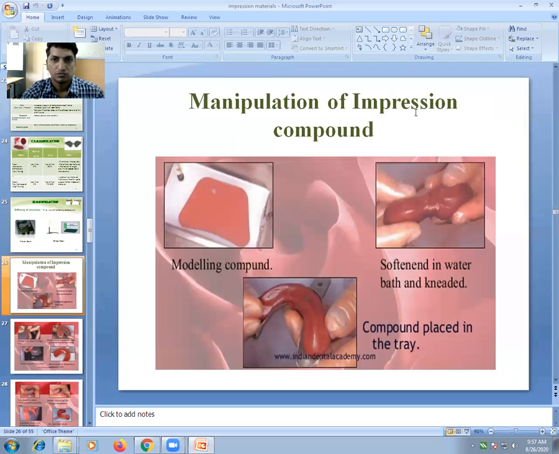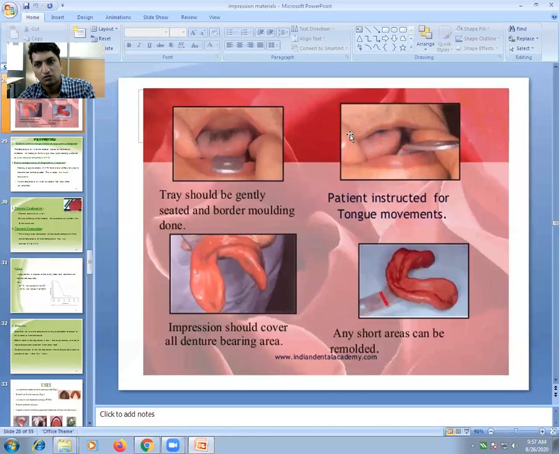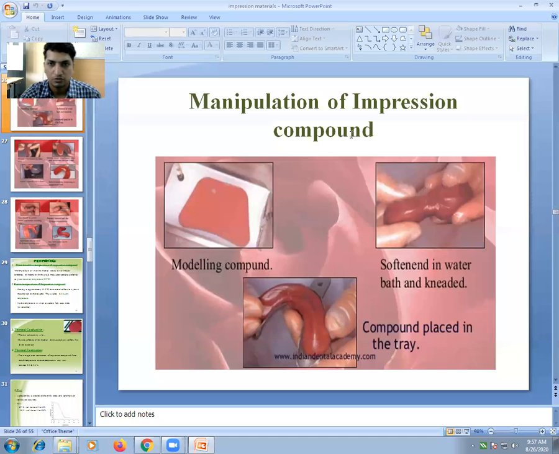So these are the various steps on how to manipulate the impression compound in the patient's mouth. Okay, now we take an impression compound. Now I am showing this part for the impression making, not the bottom molding part.